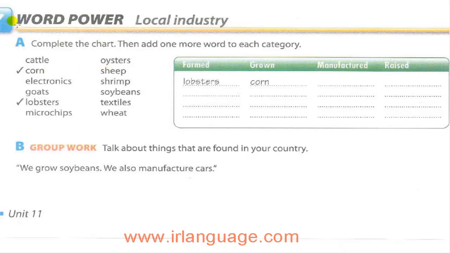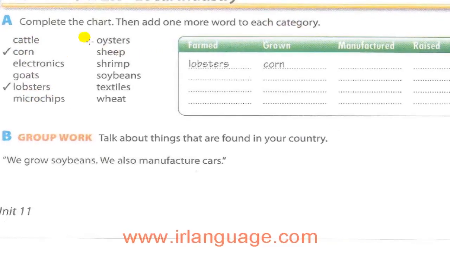Unit 11, Interchange 2. Exercise number 7, word power, local industry. Complete the chart and add one more word to each category, write one word for every group, for every section. Category, British, American, category, group or section. In this exercise, we have different words. We need to put these words here. Farmed, grown, manufactured, raised.